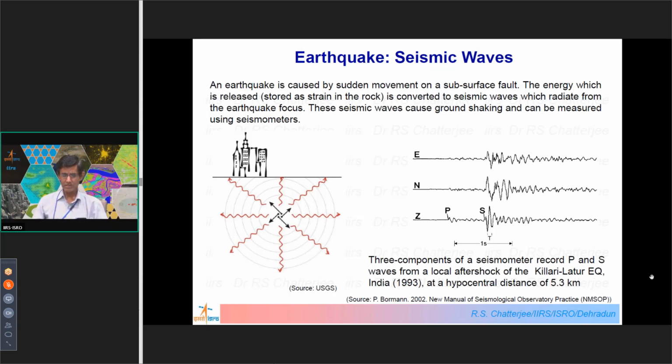So on the right side illustration, you can see there is E, N, and Z. Basically, there are three components of a seismometer which records the P and S waves from a local aftershock related to this Killari Latur earthquake in India, 1993, at a hypocentral distance of 5.3 kilometers. So you can see how a seismometer measures the seismic waves.